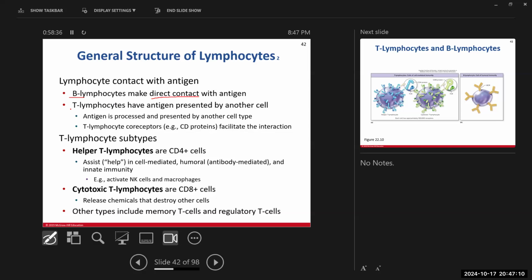Now, our T-lymphocytes, these are like the generals. They don't necessarily go directly into battle.